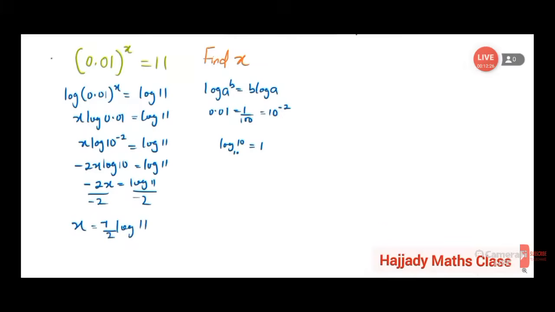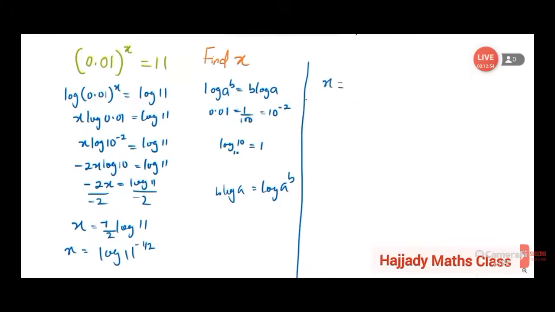And still using the first law of logarithm here, if I have b log a, it's still the same thing as saying log a raised to power b. So using the same thing here, I'm going to have my x equals log 11 raised to power negative half. So from this, my x is the same thing as saying log 1 over root 11.